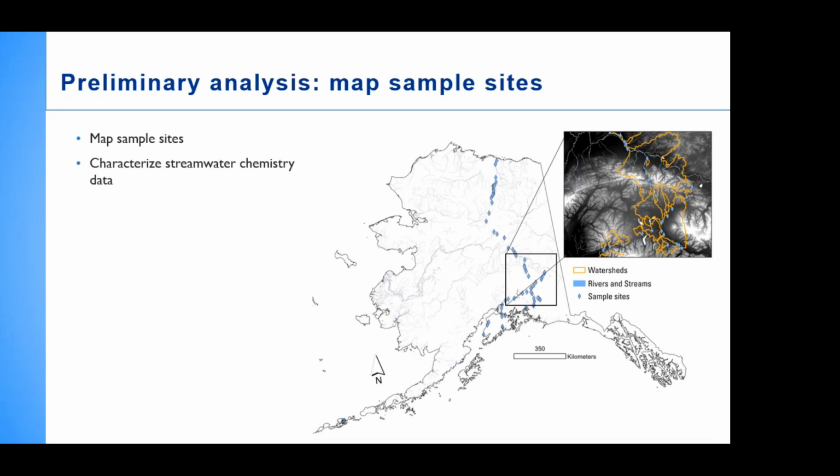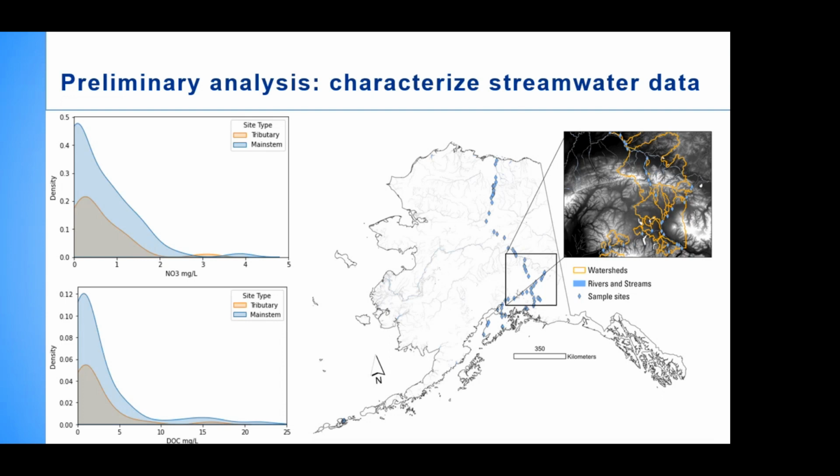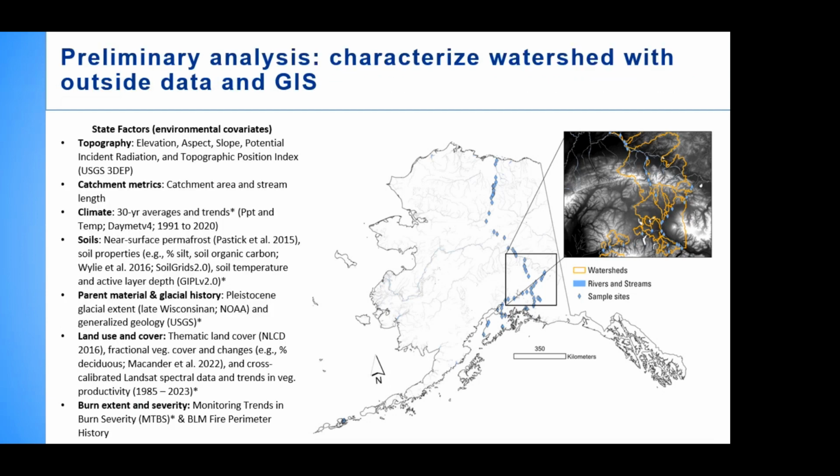So here is a map of all the sites across Alaska in blue and the watersheds. Here's the data that we had. We got nitrate at the top, DOC on the bottom. And these were the state factors that we looked at: topography, elevation, aspect, slope, potential incident radiation, and topographic position index. We looked at catchment area and stream length, climate, soils, so permafrost extent, soil organic carbon, soil temperature, depth to the active layer, parent material and glacial history, land use and cover, and burn extent and severity. All of these were acquired from outside, and they're just large shape files that covered the whole state.